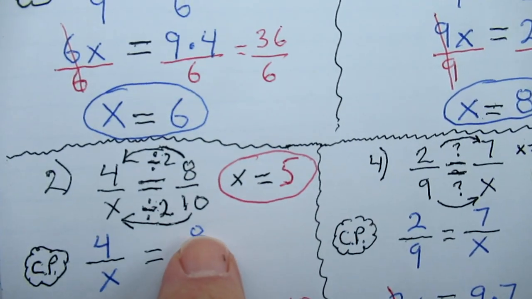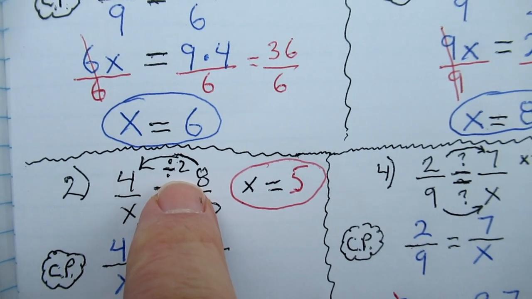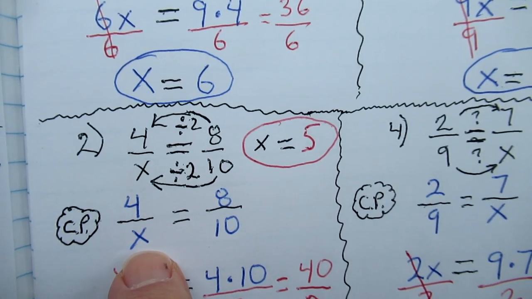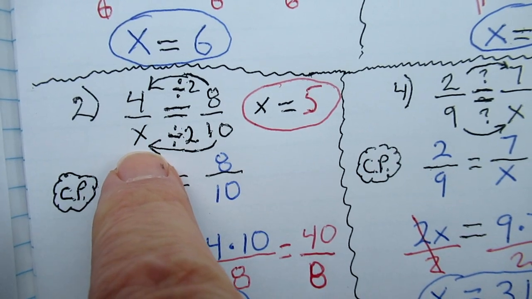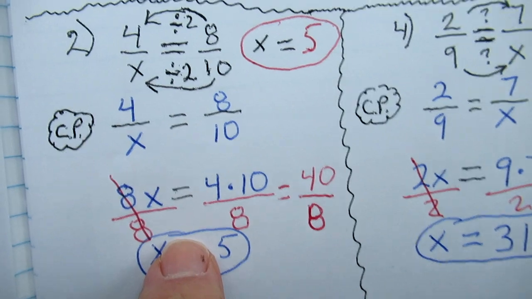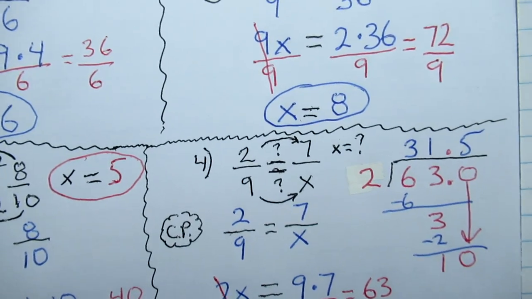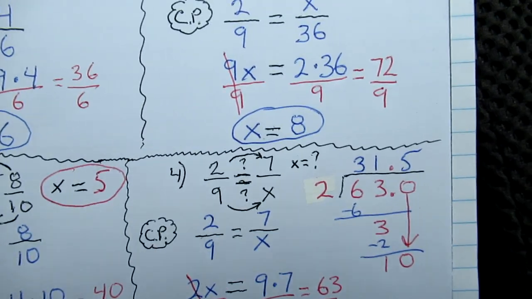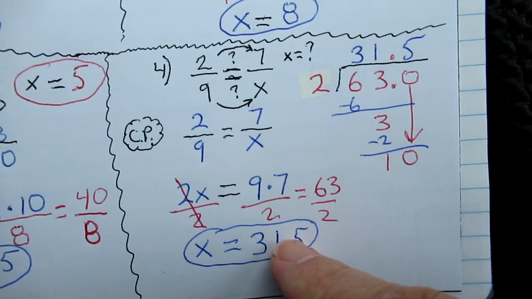But sometimes you could look at it and just tell the answer. For example, to go from 8 to 4, I would divide by 2. So that means to go from 10 to the other number, I divide by 2. So 10 divided by 2 is 5. The answer is 5. And you can see we can do that also using cross products. But sometimes you don't have to use cross products. We did a few examples of that. Sometimes it doesn't come out nice and even, as in this case.